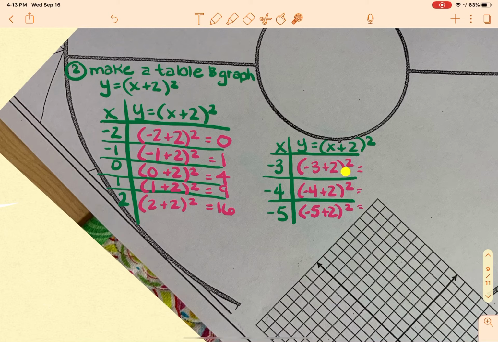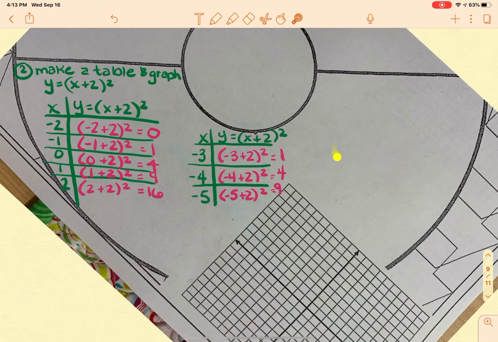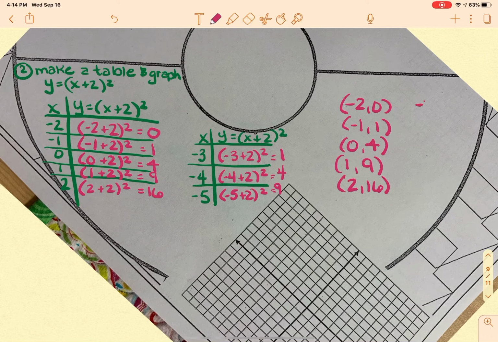So if I plug in this first one, I'm going to end up with 1. If I plug the next one in, I'm going to end up with 4. And the last one will be 9. So you start to see the repeating piece that we need. Now, in this area over here, let's start to put our numbers together to make our points. So you have negative 2, 0. Negative 1, 1. 0, 4. 1, 9. 2, 16. Negative 3, 1. Negative 4, 4. And negative 5, 9.